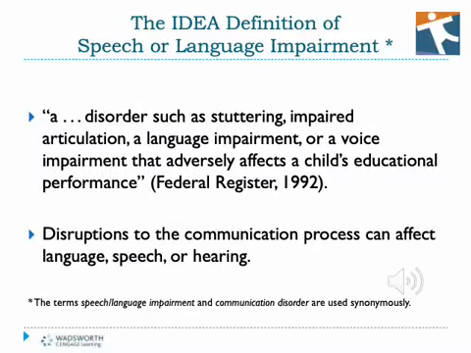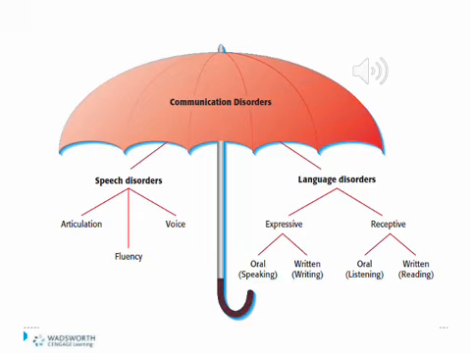Think about chapter 9, where we talked about communication in children with autism. Now that we've looked at expressive communication and receptive communication as the two main types of language disorders, let's move on to speech disorders. Under speech disorders, we will look at three of the main ones: articulation, fluency, and voice.